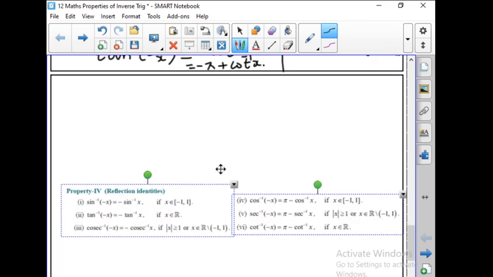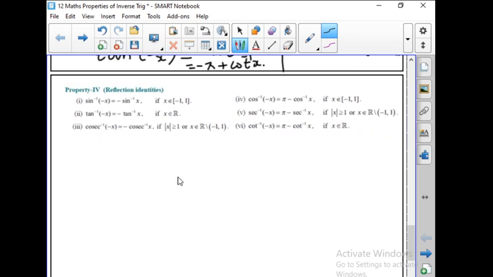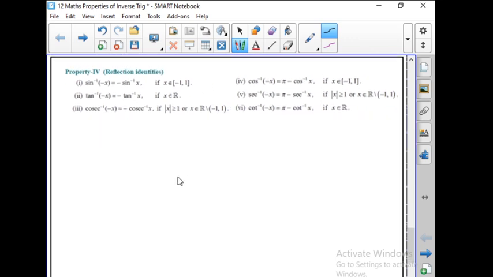Now coming to the fourth property. The name of the property is reflection identities. Here also we have 6 of them, and 1 and 4 are proved in your book. So I will prove the 6th one. Sine inverse of minus x is equal to minus sine inverse of x. Cos inverse of minus x is equal to pi minus cos inverse of x. Tan inverse of minus x is equal to minus tan inverse of x. You have it like this.